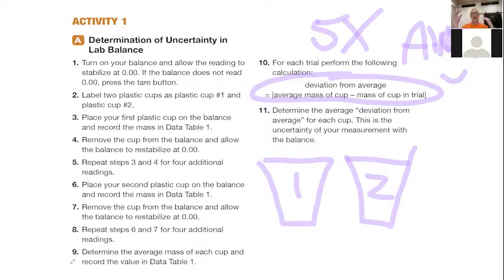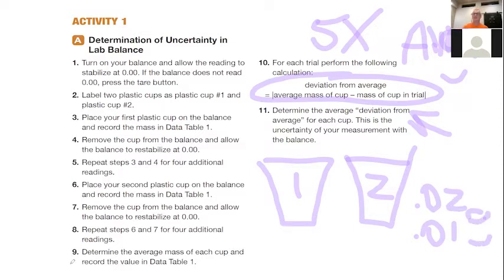And then we're going to add all those together and determine what our average deviation is. That tells us basically what the uncertainty of the measurement with the balance is. And it should be pretty small. I mean, we should be shooting for something like 0.01, 0.02 grams, like a really small amount.